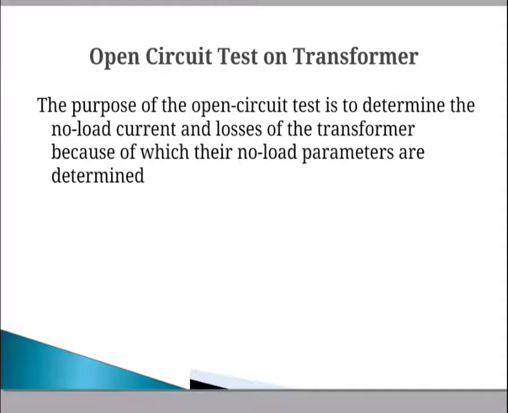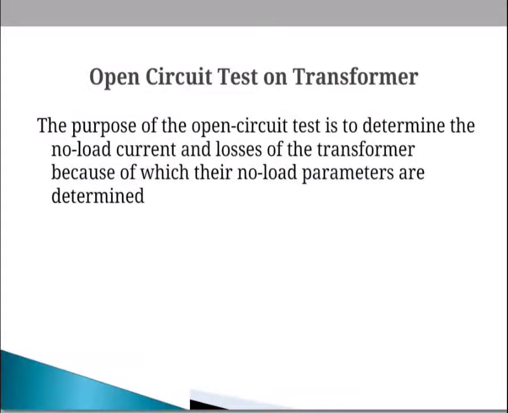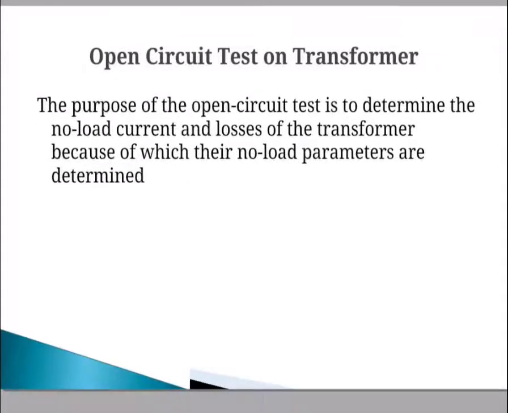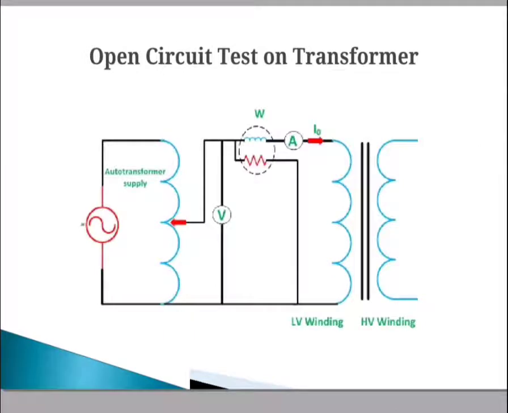Then we have to first discuss the open circuit test on the transformer. The purpose of the open circuit test is to determine the no load current and losses of the transformer, because of which the no load parameters are determined. This test is performed on the primary winding of the transformer, and here we have to find the no load parameters. Then we have to see what is the circuit diagram of the open circuit test.